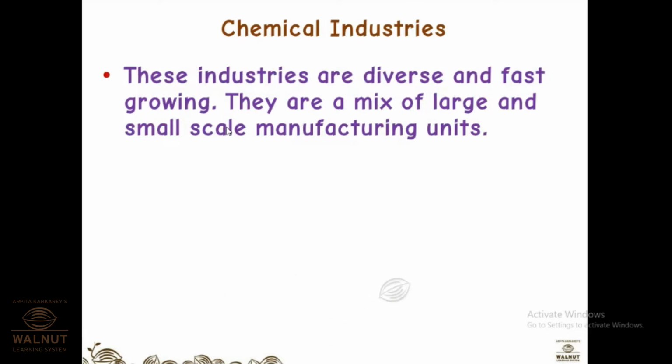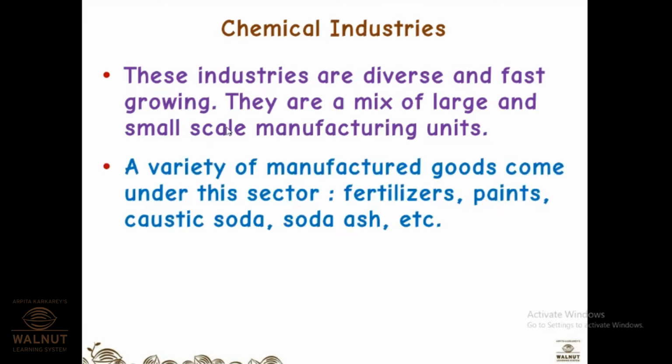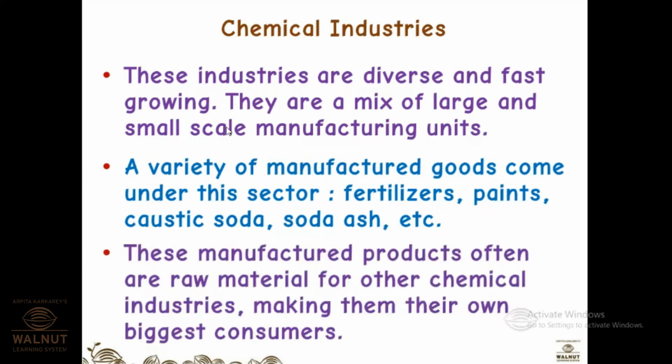Fine. These industries are diverse and fast growing. They are a mix of large and small scale manufacturing units. So just now we were talking of that only. Chemical industries are both large scale and small scale units. And certain products which are manufactured under this are fertilizers, paints, caustic soda, soda ash, etc. These manufactured products often are raw material for other chemical industries, making them their own biggest consumers.